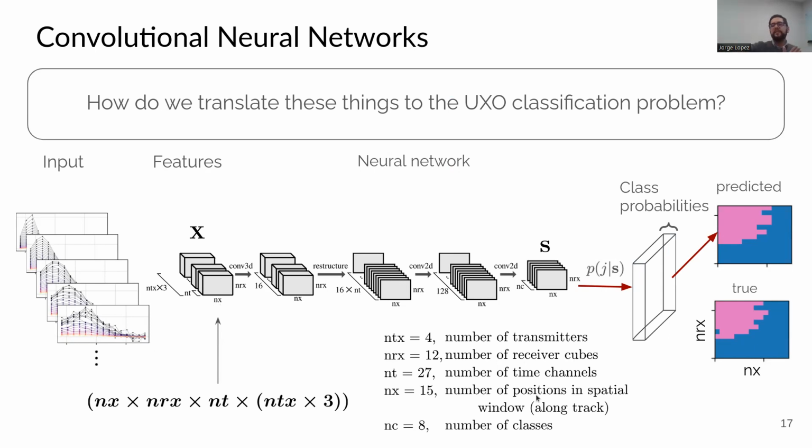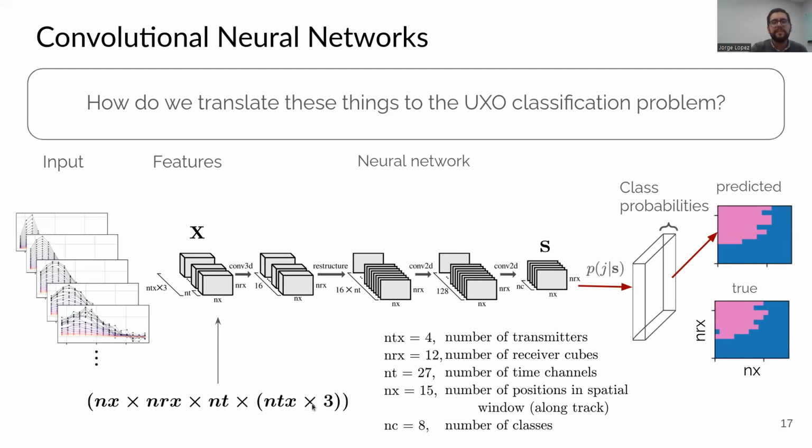which is the number of positions in a fixed spatial window in the along-track dimension. We have nrx, which is the number of receiver cubes, and since each of the receiver cubes is set up in the cross-track dimension, this is a proxy for the cross-track dimension. And we also have the time channels, and it's 27 time channels for the UltraTEMA system. And what we had before for the RGB channels, we will simply replace with the different transmitters and the 3 different components of each of the receivers.